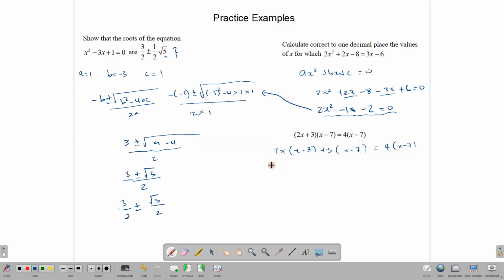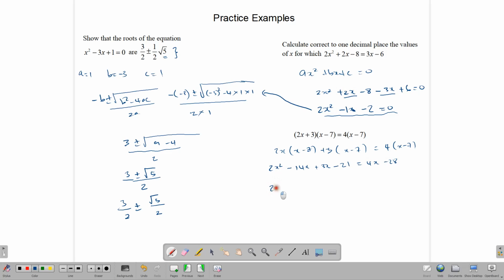So we have 2x squared minus 14x plus 3x minus 21 equal 4x minus 28. And then we regroup as we did previously.